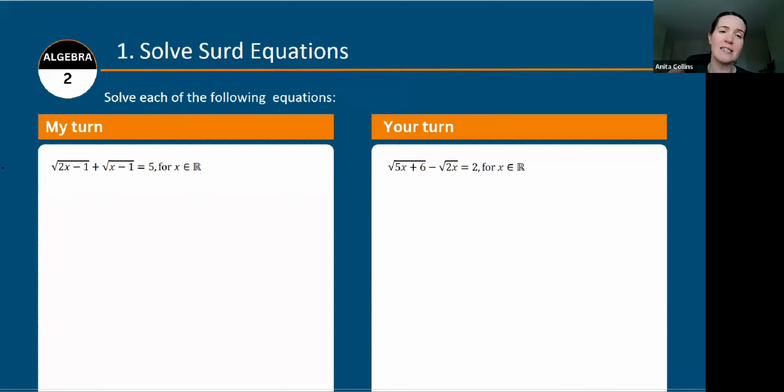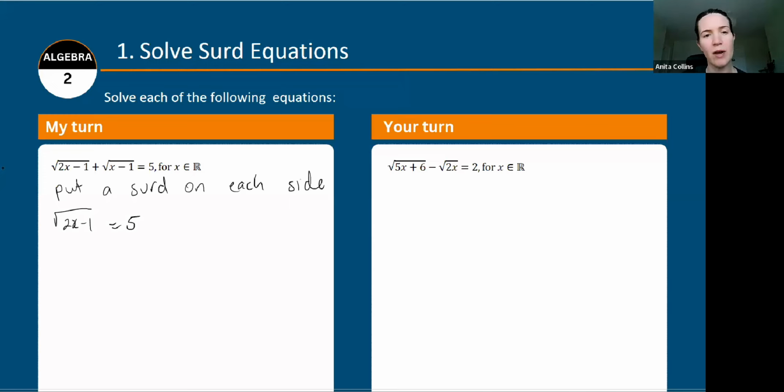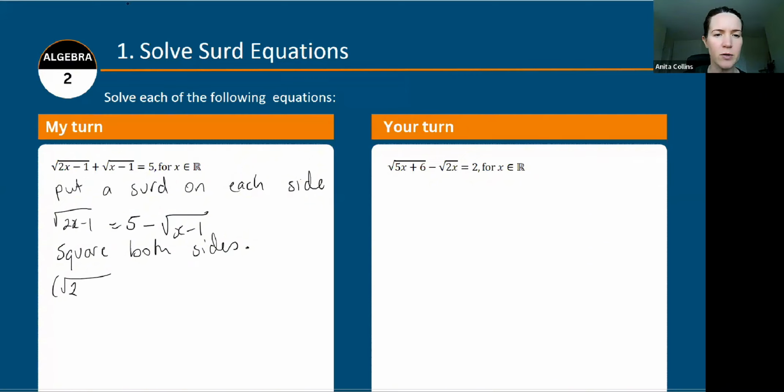The first step is to isolate the surd. But since we've got two surds here, what we do is we get one on either side of the equals. So I leave the root 2x minus 1 where it is, and I'll bring the add root x minus 1 to the right, and it's going to become subtract root x minus 1. Okay, next step then is to get rid of those square roots. And how do you get rid of a square root? You square it. You can't go randomly squaring one thing without squaring everything. So we're going to square both sides. So that gives us root 2x minus 1 squared is equal to 5 minus root x minus 1 squared.